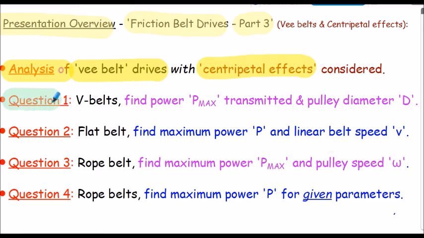Question 1 relates to vee-belts. We're asked to find the maximum power that can be transmitted if the belt drive is running at optimum speed, and also find the pulley diameter.